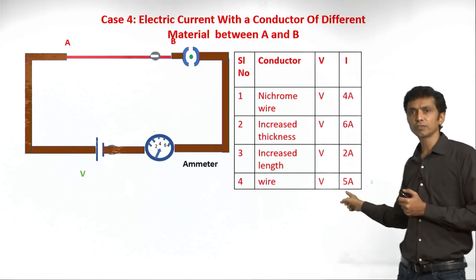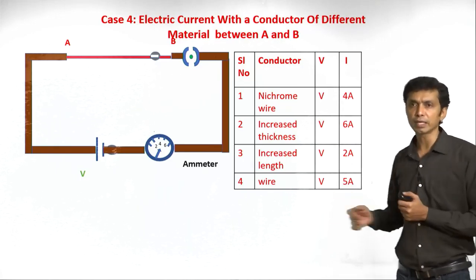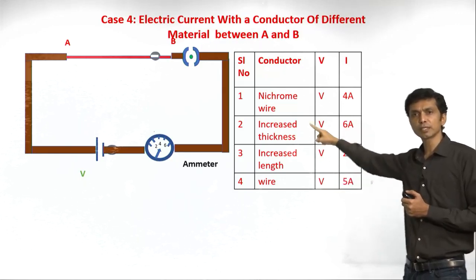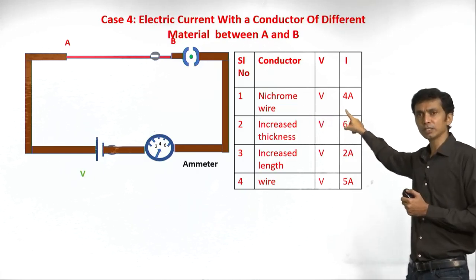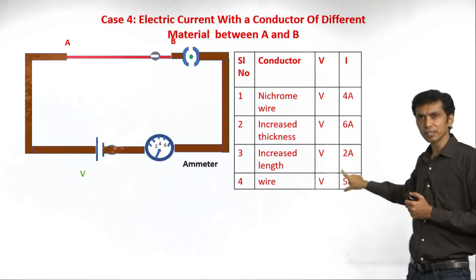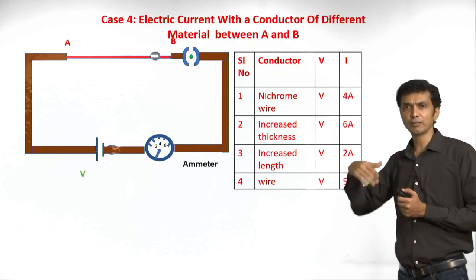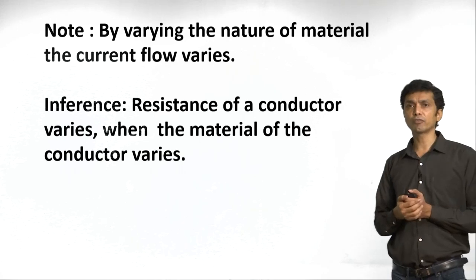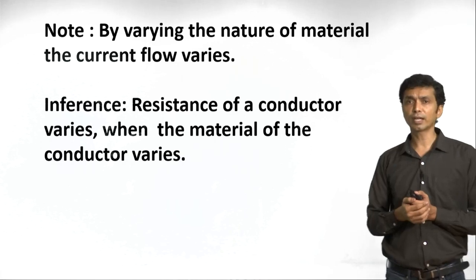In the last case, we have changed the material. Now, we are getting a current of 5 amperes. That means this material had the same length and the same thickness as the wire in case 1. Despite that, it is not giving the same electric current. That means the nichrome wire has a different resistance than this wire. When the material changes, it has different resistances. So, by varying the nature of the material, the current flow varies. The inference is that the resistance of a conductor varies when the material of the conductor varies.